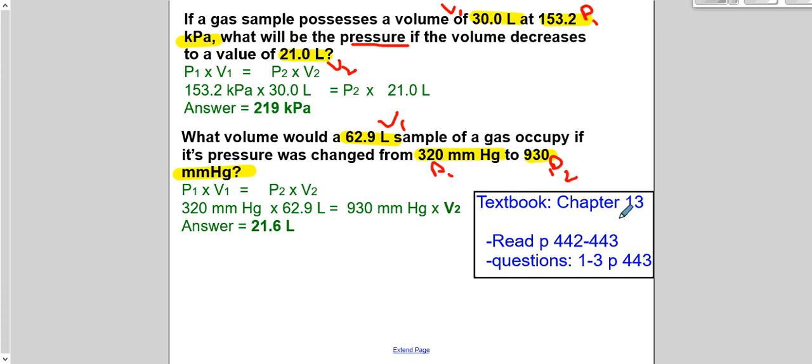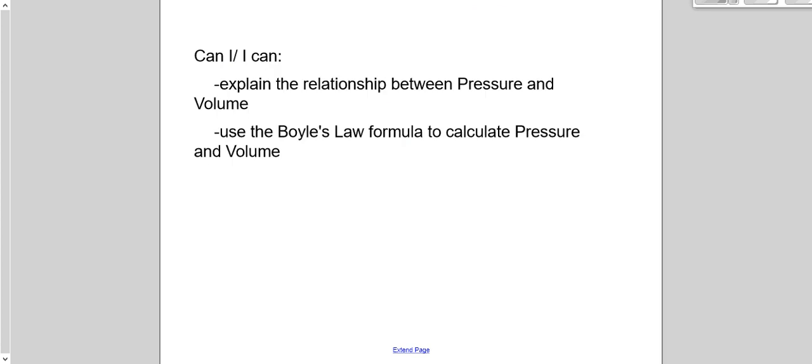Now, there's lots more examples in your textbook in Chapter 13, and there's a few questions that you can practice at that point. What I'm hoping you've got from this video is that you can explain the relationship between pressure and volume. As one goes up, the other goes down, and explain to me why. Talk to me about what the particles are doing. I also want you to be able to use Boyle's Law, the formula, to calculate pressure or volume as one is changing or the other is changing.